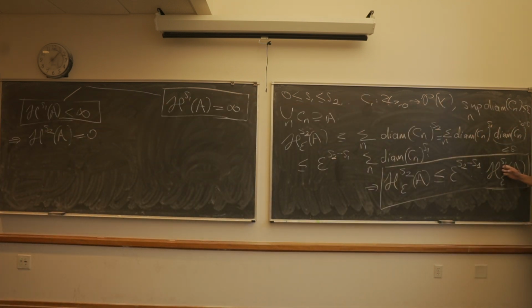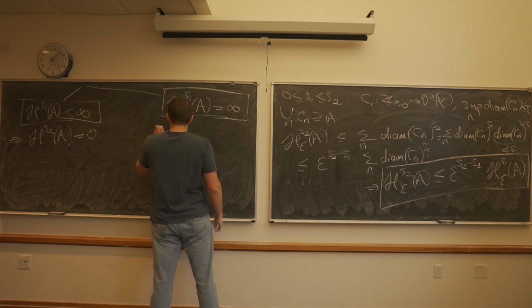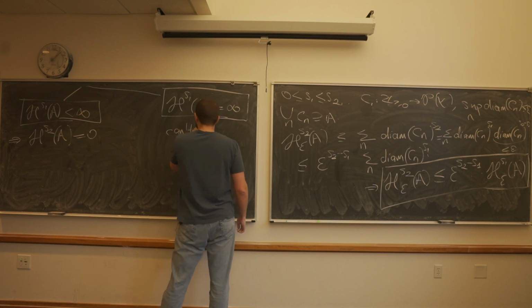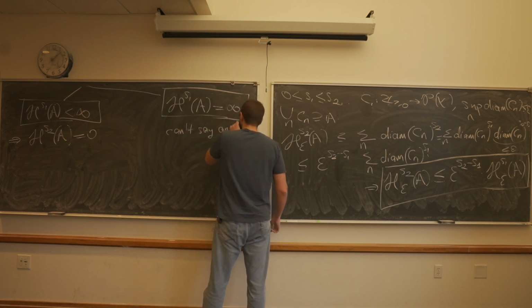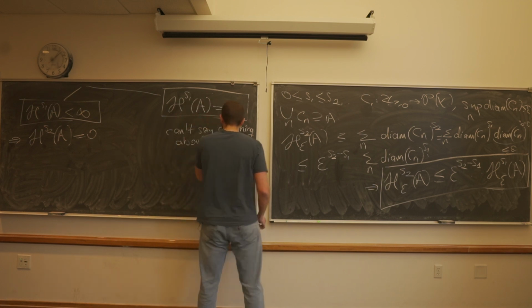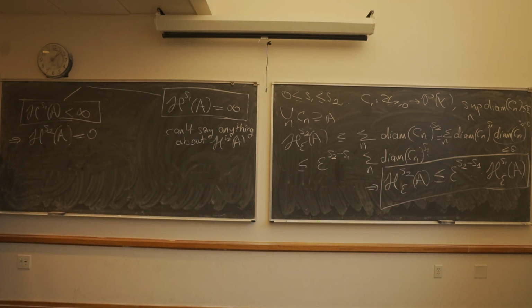If the S1 outer measure of A is infinity, well, if I were to take epsilon to 0, this is going to go to 0, but I cannot really conclude anything about S2, right? Because maybe this converges faster, so this goes to 0 faster than this goes to infinity, or maybe the other way around or something like that. So this can't say anything. But still, this is good enough.